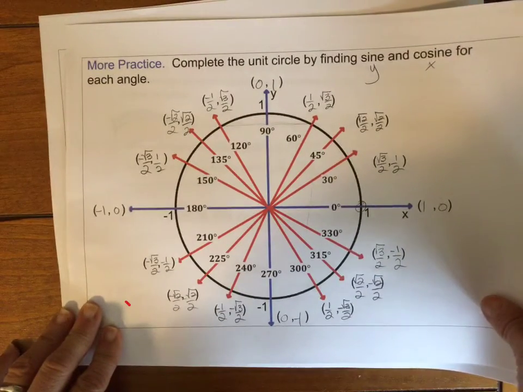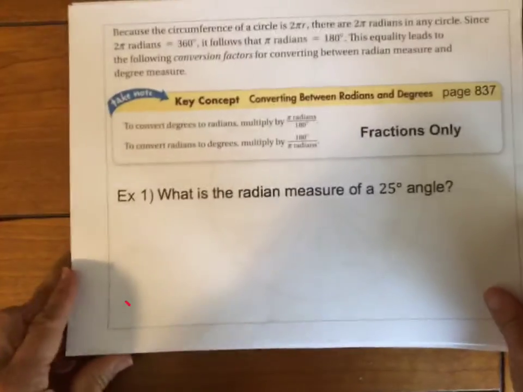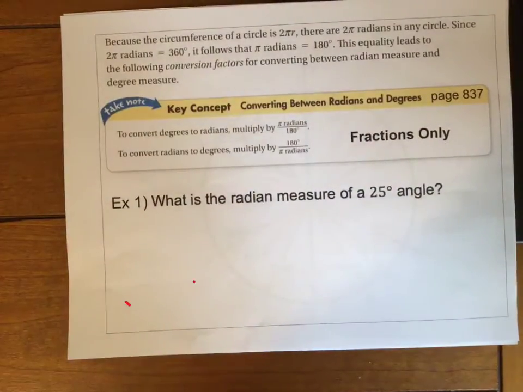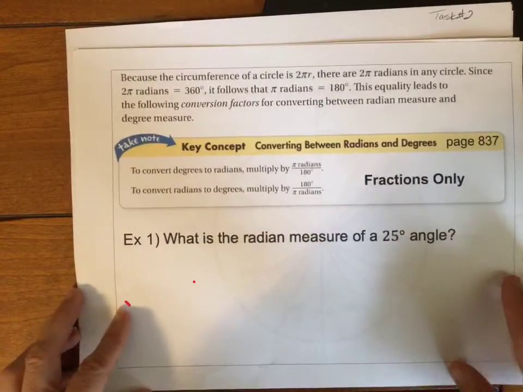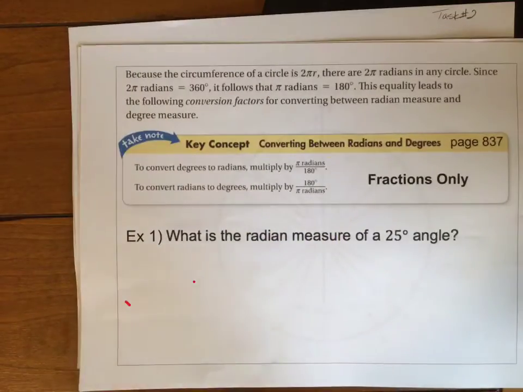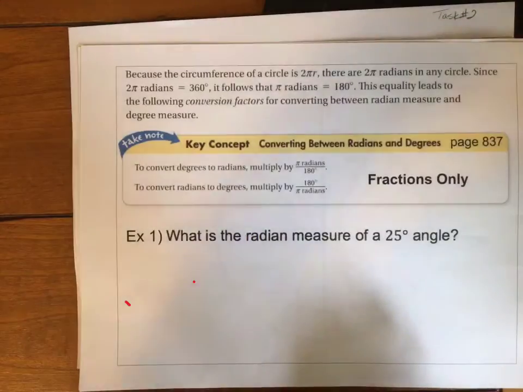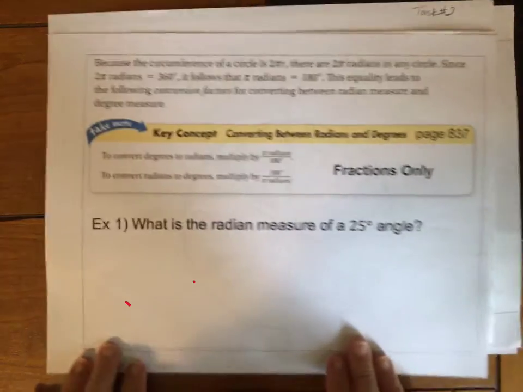All right. Moving on. The last thing is converting from degrees to radians or from radians to degrees. So you're going to want to make sure you get this formula up here. So put that in your notes. Take a picture of it.